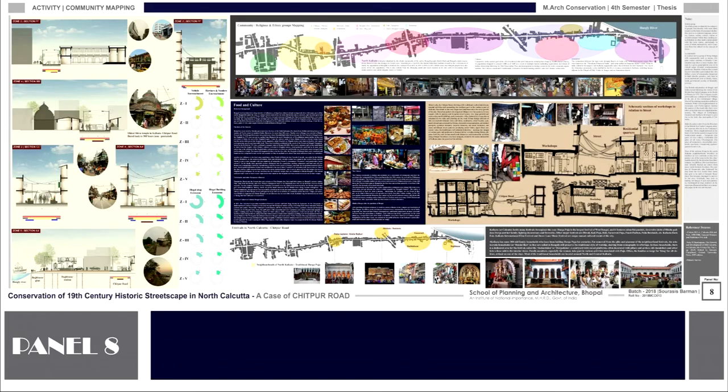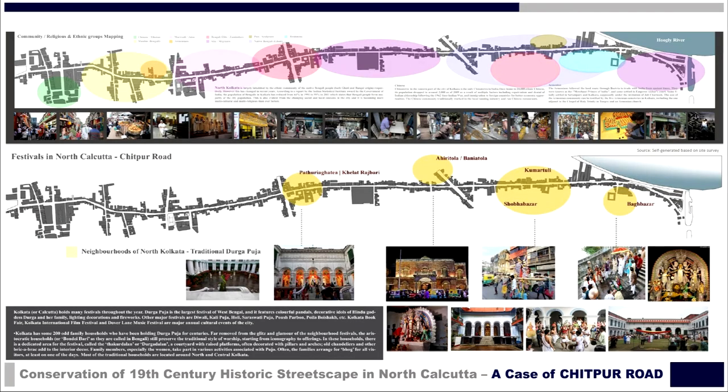Community mapping, socio-cultural activities. Mapping of 9 communities, religious and ethnic groups along Chitpur Road, for example Chinese, Bengali Muslim, Jain, Marwaris, Bengali Brahmins, etc. The neighborhood festivals with places where they are celebrated are marked. The aristocrat houses still preserve this traditional style of worship, starting from iconography to offerings. In these houses there is a dedicated area for festivals called the Thakur Dalan or Durga Dalan.